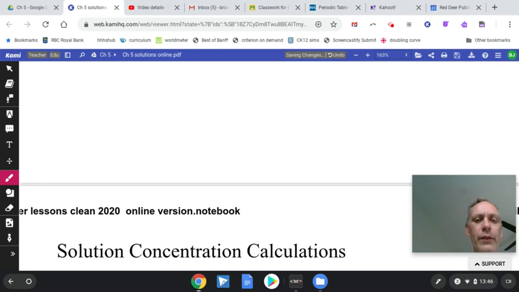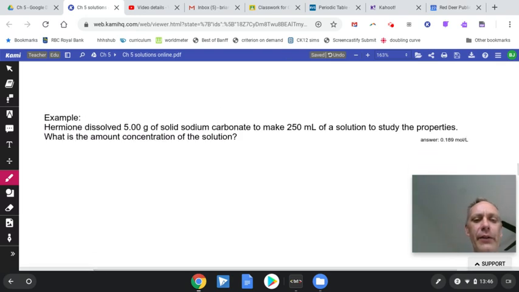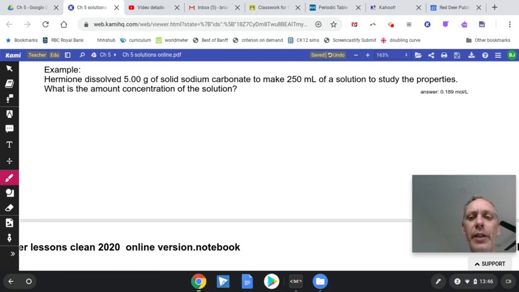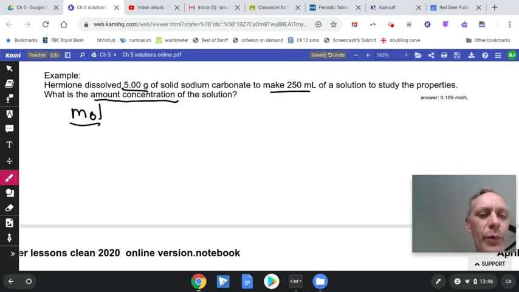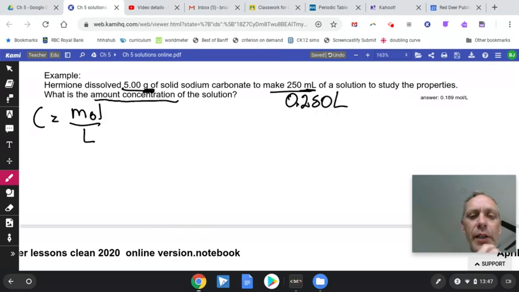Oh, whoa. Okay. So Hermione dissolves 5 grams of solid sodium carbonate to make 250 milliliters. So she's got 5 grams, 250 milliliter solution to study the properties. What is the amount concentration? So amount concentration is moles per liter, capital C for a symbol. So we're looking for moles per liter. Okay, I have grams and I have milliliters. That can be converted to liters. Divide by 1,000. Okay, so there's my liters.